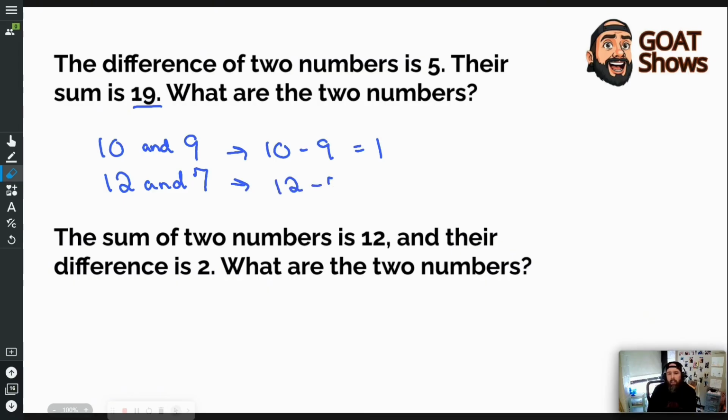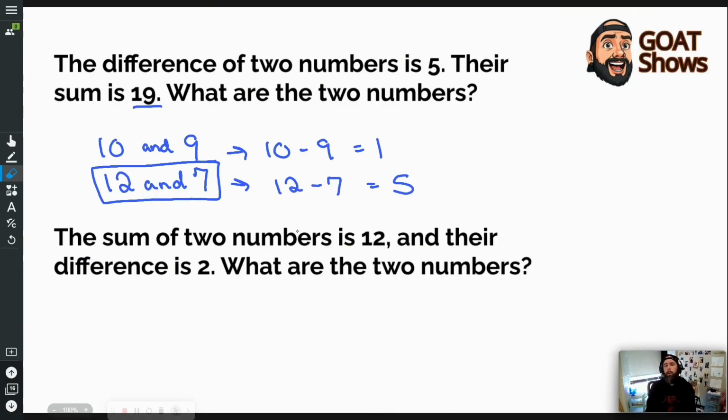12 minus 7 is 5. So those are our numbers. The two numbers are going to be 12 and 7. So basically with these, there's no huge strategy. You just guess and see which one works for both.